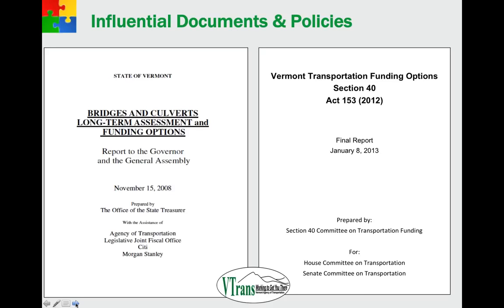I mentioned that the Section 40 report identified a $240 million gap between our revenue sources and our needs. And it provided an indicator that we had an asset sustainability ratio of about 0.67.